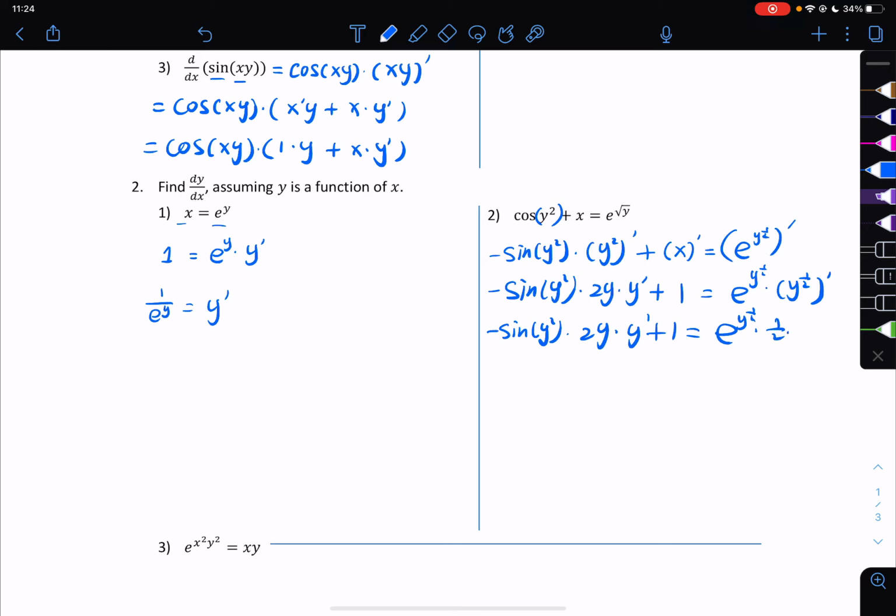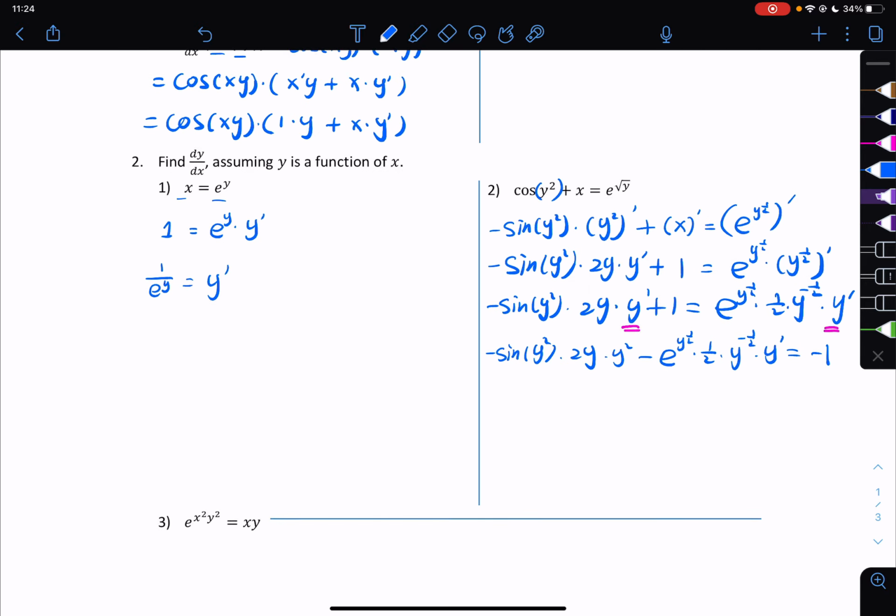You have 1/2 y to the negative 1/2, and don't forget you were taking the derivative of x, so you have to use the chain rule here. So this is y prime. Now you know that you have y prime in two terms. You want to put them together on the same side. So what you end up with is negative sine y squared times 2y times y prime minus e to the y to the 1/2 times 1/2 y to the negative 1/2 times y prime equals negative 1.